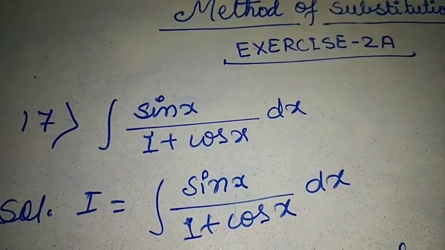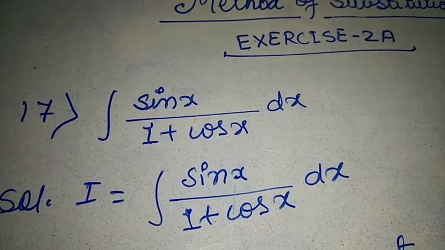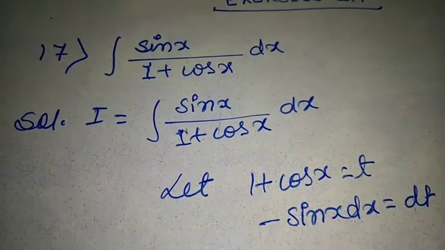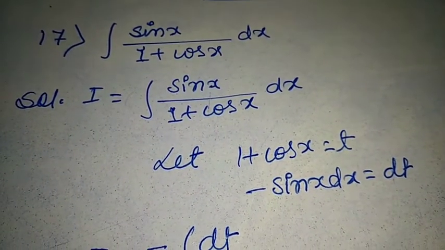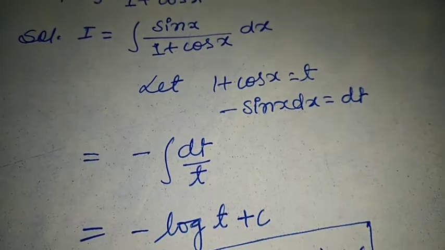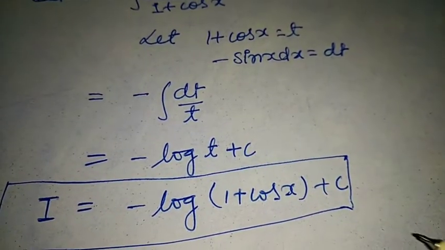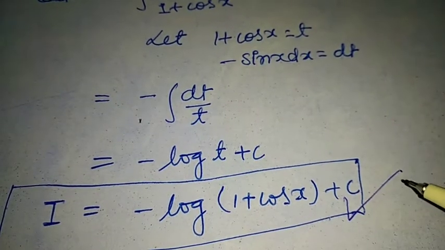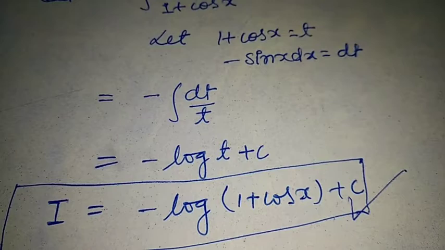Now you can see question number 17. It is also the same as the previous one. I think you all can solve this question by yourself, but I am giving you the overview of this solution. And now this one is the answer. I is equal to minus log of 1 plus cos x plus c.